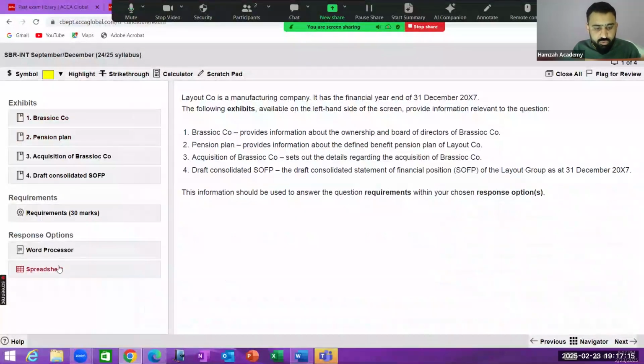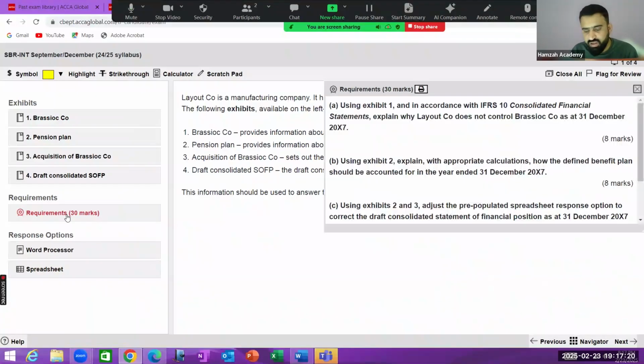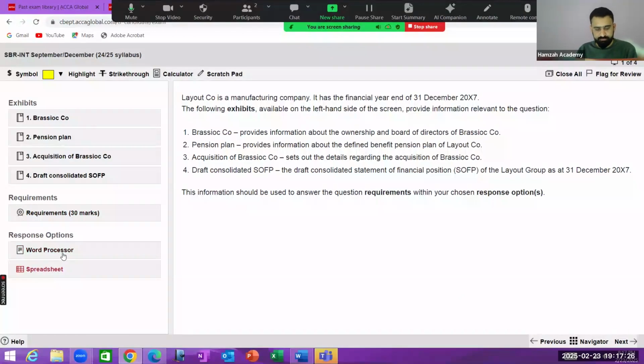And each exhibit will have a specific requirement, and then you have a response option. In some questions, there will be a requirement to discuss or to explain. To discuss and to explain, obviously we will use a word processor, and any related calculation will be done on a spreadsheet. Or if it is a simple calculation, that can also be performed on the word processor manually.